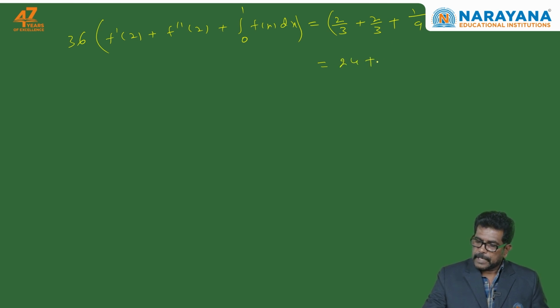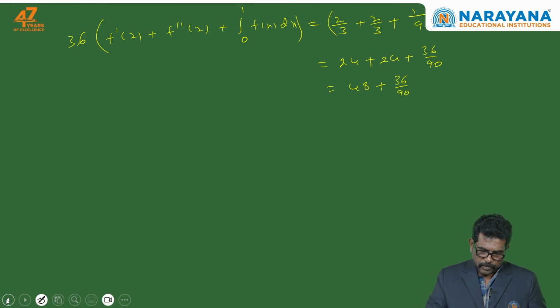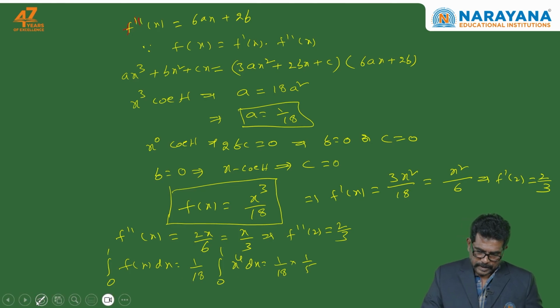24 plus 36 by 90. This is equal to 48 plus 36 by 90. Once again, you recheck the calculations. The term is x cube by 18. So, integral 0 to 1, x cube is here.